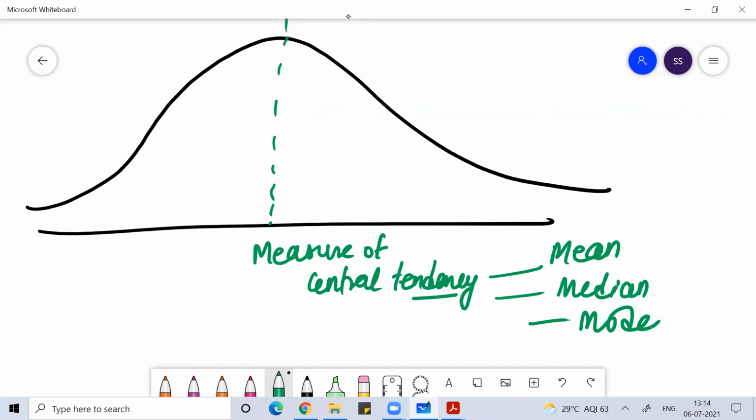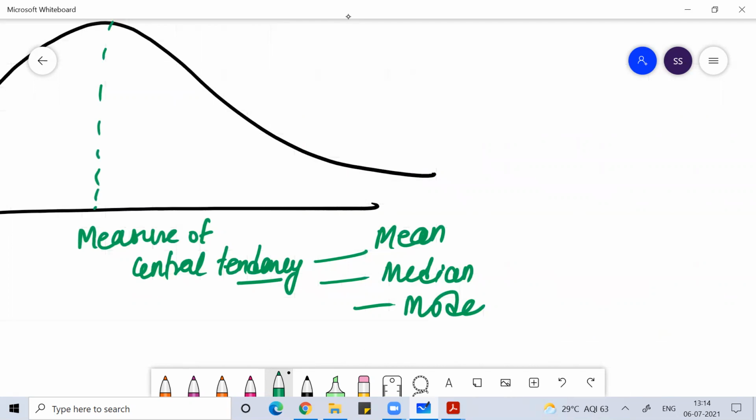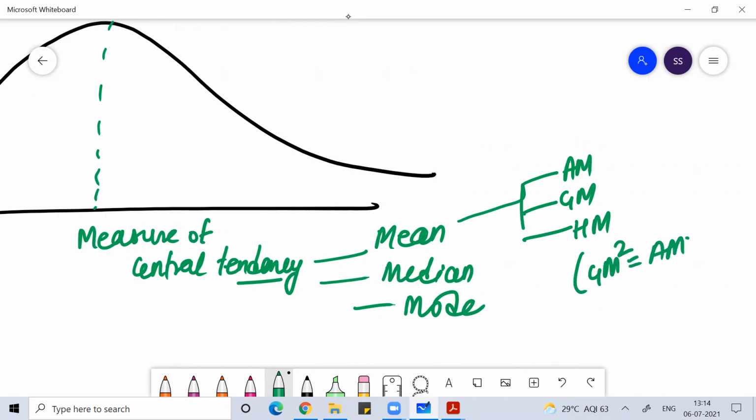Under mean, we studied three things: arithmetic mean, geometric mean, and harmonic mean. You should know that the square of the geometric mean is arithmetic mean into harmonic mean, where arithmetic mean is greater than or equal to geometric mean, which is greater than or equal to harmonic mean.